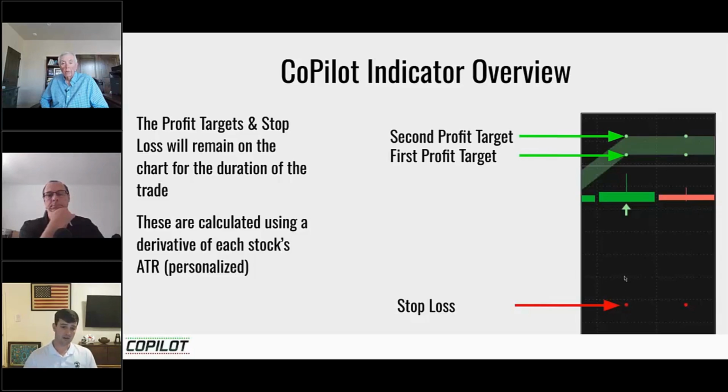Now, these profit targets and stop loss are calculated individually for that specific buy signal for that stock, and they're done using a derivative of each stock's average true range, or ATR. So these are not just picked out of the air randomly. They're actually personalized to each individual buy signal that CoPilot identifies.